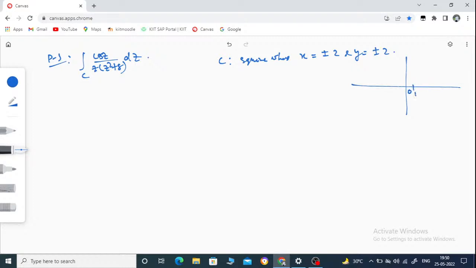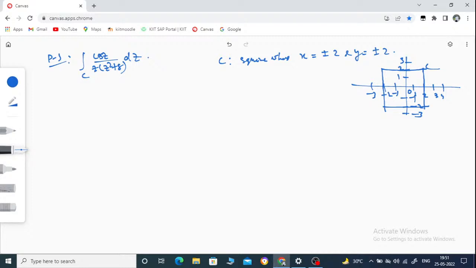So on the axes, this is 0, this is 1, 2, 3, 4, and minus 1, minus 2, minus 3. So x equal to plus 2 and x equal to minus 2 are these lines, and y equal to plus 2 and minus 2 are these lines. So this is my curve C. Okay, so how will we solve this thing?